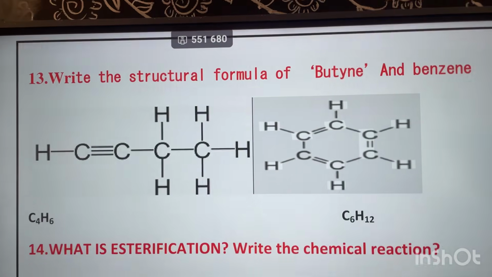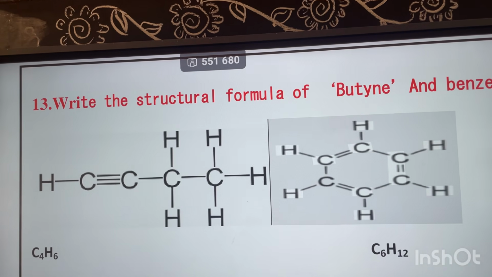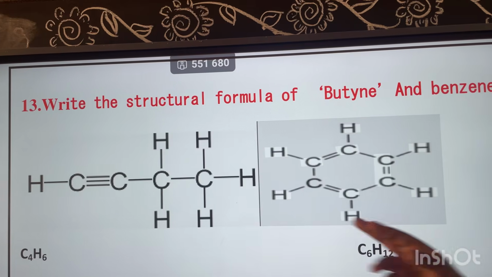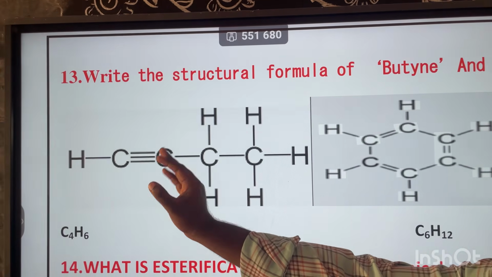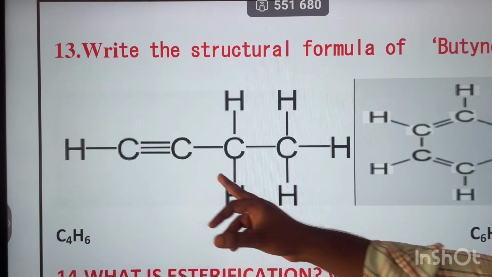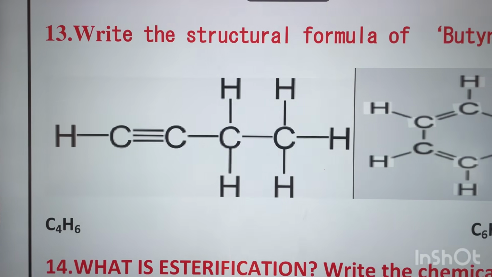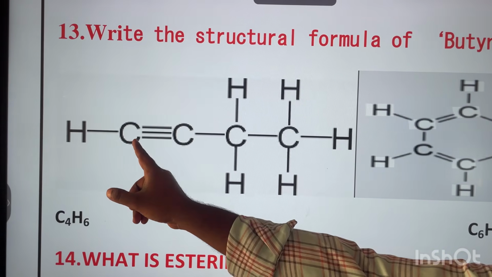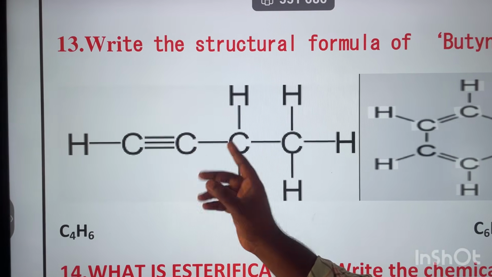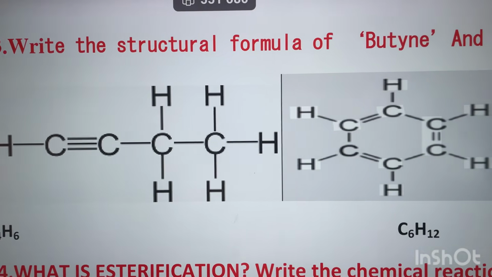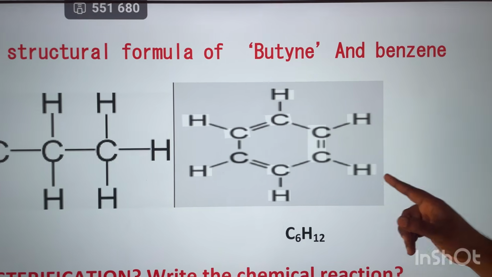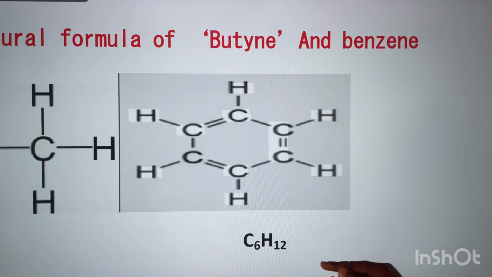Next question. Write the structural formulas. Asked in the examination: butyne. Butyne means it has a triple bond between the two carbons. Triple bond means sharing of 6 electrons between the two carbons. Observe, this is valency also correct. This carbon 3, 1, 4 valency satisfied. This is also 3, 1 valence satisfied. Butane is also asked. This is the benzene structure, C6H6.